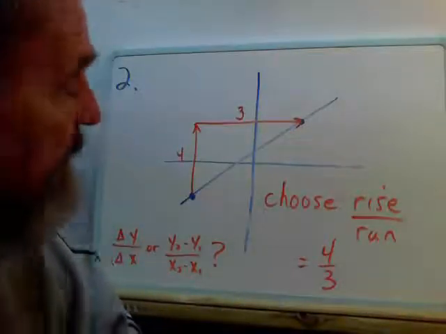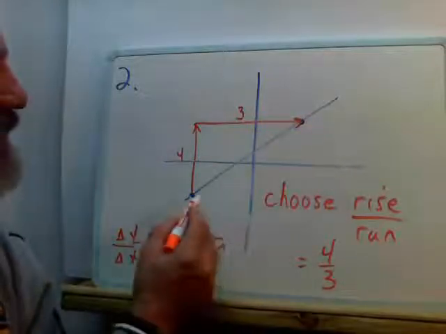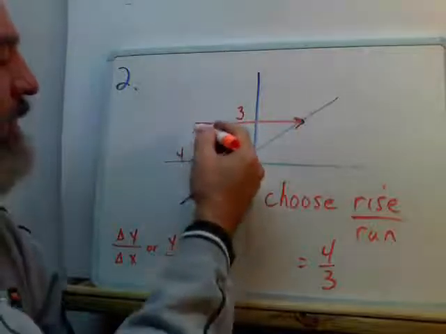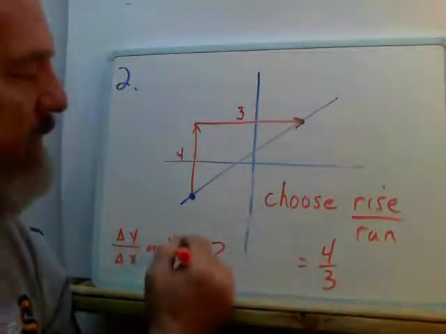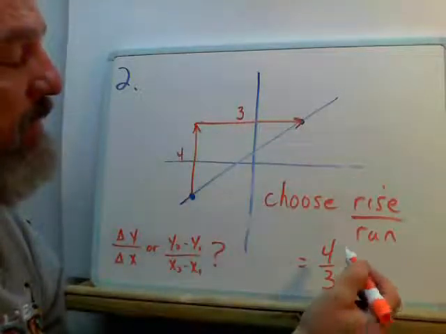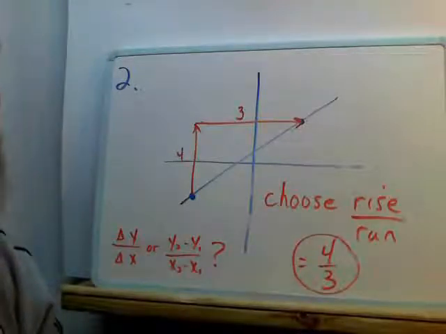Problem number 2. We have 2 points on a line. Again, it's one of those situations where you can just count the units, and we're going to use rise over run in this case. We'll talk about this in a minute. So we're going to count up 4 and over 3, so our slope is a rise of 4, run of 3, so our slope is 4/3.